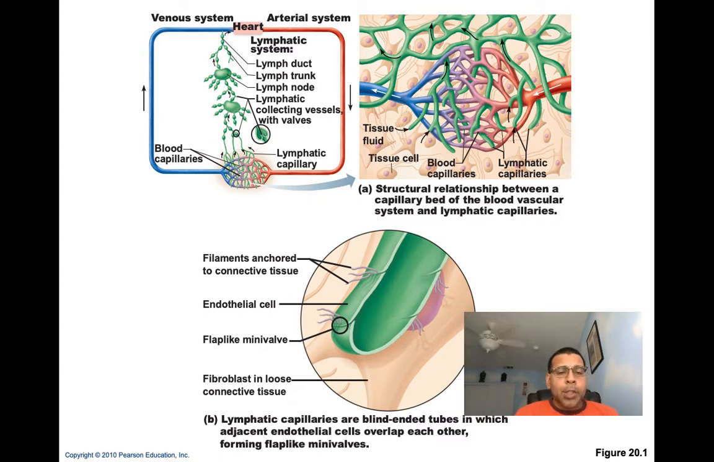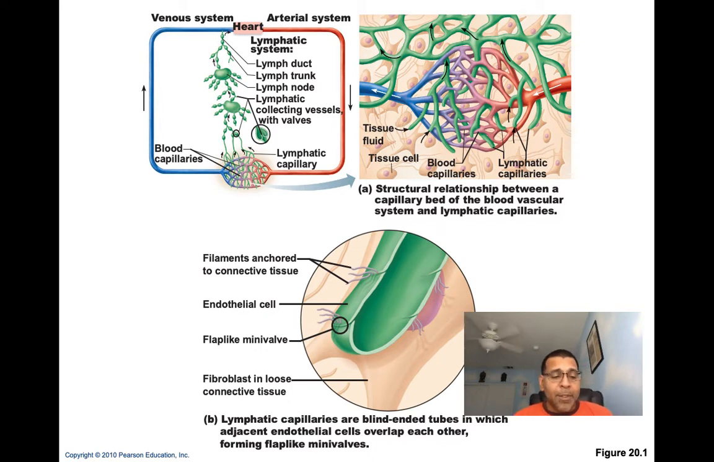Now, when we look at the structure of these lymphatic vessels, they form a one-way system in which lymph flows towards the heart. These lymphatic vessels will begin at the level of the lymphatic capillaries.